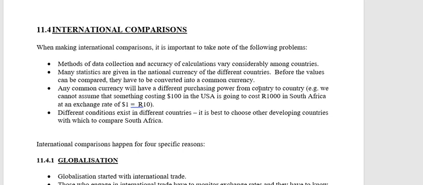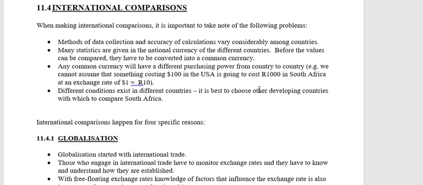And then lastly, different conditions obviously exist in different countries. So when we make comparisons to see whether we are improving or not, it is best for South Africa to choose other developing countries with which to compare ourselves, because we are facing more or less the same situation. Obviously, if we make a comparison between us and the super industrialized developed nations, we are always going to fall short. We need to find other countries that face more or less the same situation as us, and then we make comparisons between us and those countries.